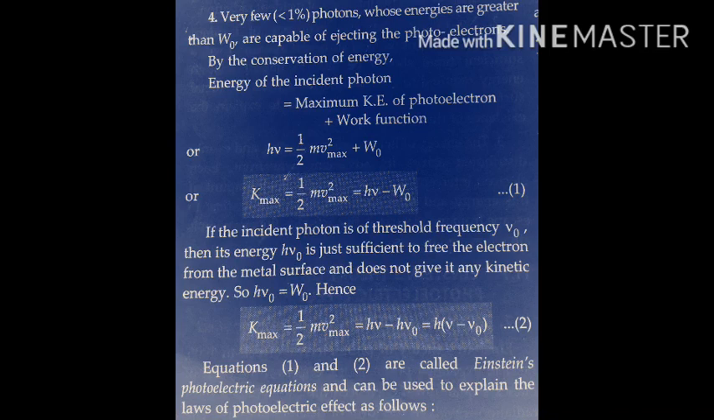Now, if the incident ray is of threshold frequency nu naught, then its energy will be h nu naught, and it will just be sufficient to free the electron from the metal surface and does not give any kinetic energy, and hence the K max in this case will be 0. So h nu naught will be equal to W naught, that is the work function. Hence K max is equal to half m v square is equal to h nu minus h nu naught, which, if we take the h common, is h times nu minus nu naught. This is known as the Einstein's equation of photoelectric effect.